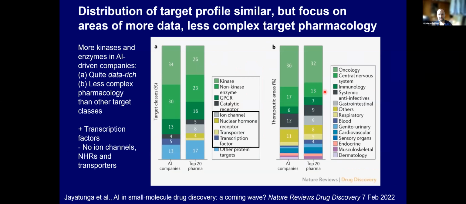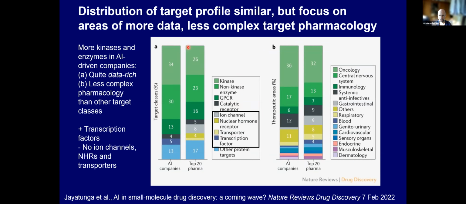So what do companies look at? Here you see on the left-hand side, I will only comment on part A here. You see which target classes AI companies work on in the top 20 pharma. And you see there's much more focus on kinases and non-kinase enzymes, and there's less focus, or virtually no focus, on nuclear hormone receptors, transporters, and transcription factors.